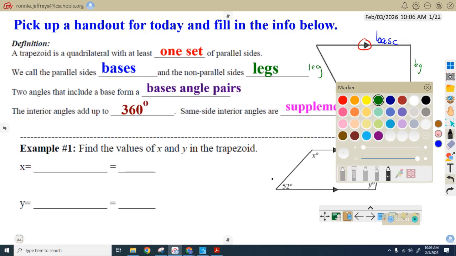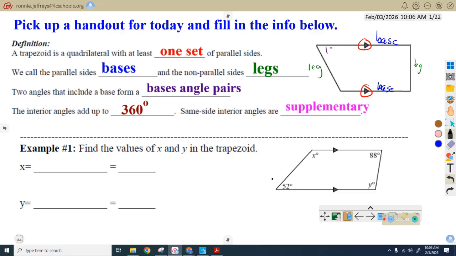Alright, all these angles that are either at the top together or at the bottom together are called base angle pairs. The interior angles add up to 360 degrees because basically there's two triangles when we cut it in half. And these two are supplementary, and these two are supplementary. Okay, remember, supplementary means that they add up to 180.